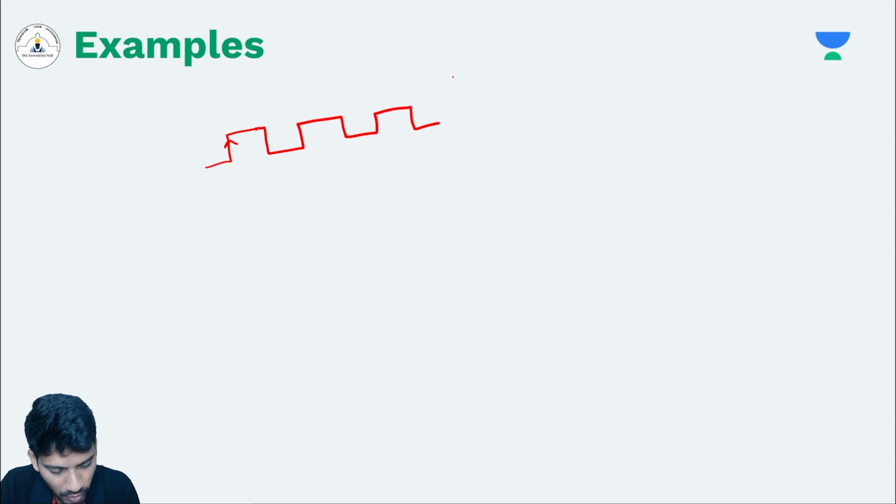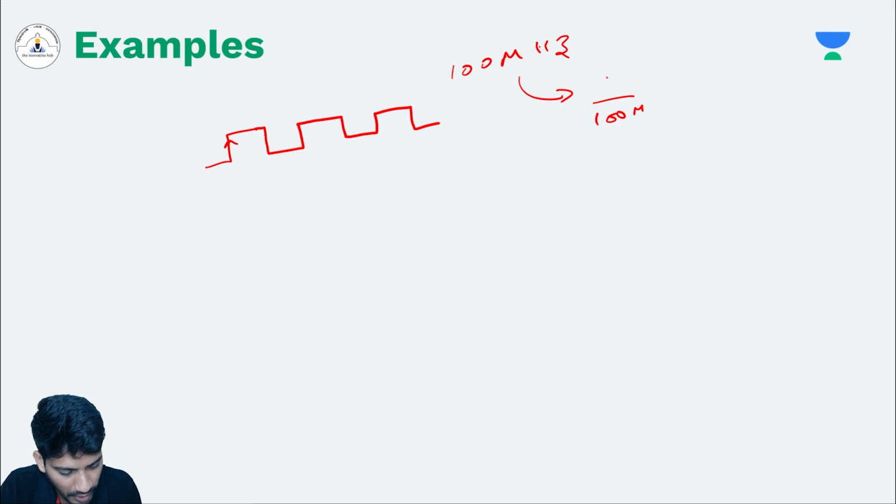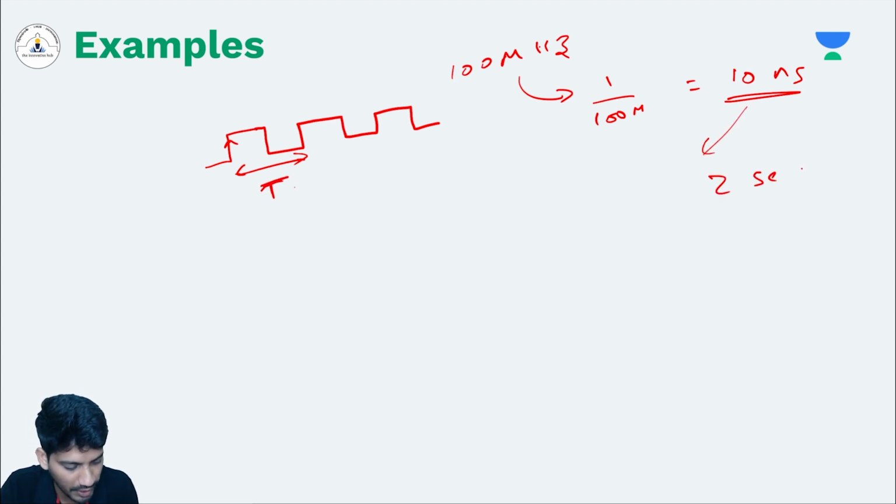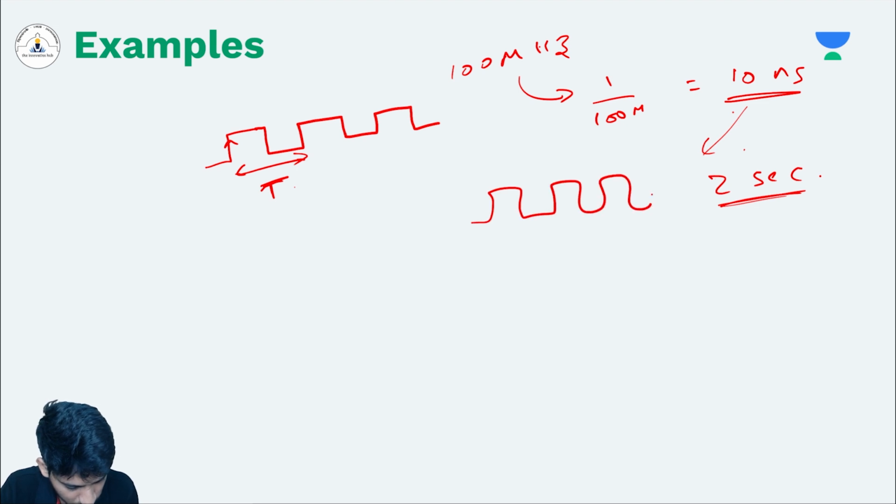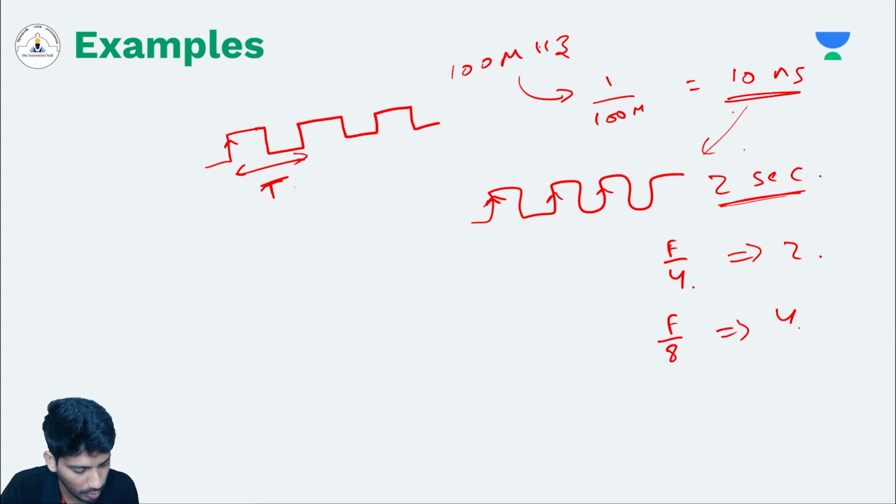The clock inside the Jetboard has a frequency of 100 megahertz. 100 megahertz frequency means 1 by 100 megahertz, which is 10 nanoseconds. So the time period of the clock inside the board is 10 nanoseconds. From this 10 nanoseconds, I want to create a 2-second delay. So how many times do I need to count to get the 2-second delay? Earlier, in the example of clock by 4, to get the frequency of f by 4, we counted up to 2, right? Similarly, to get the frequency of f by 8, we need to count up to 4.